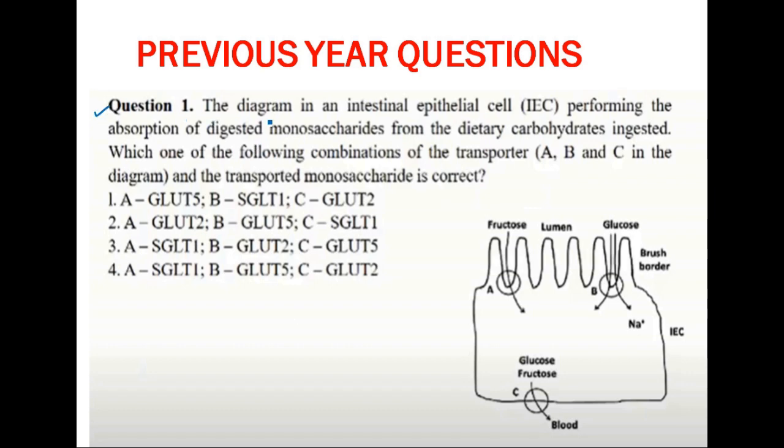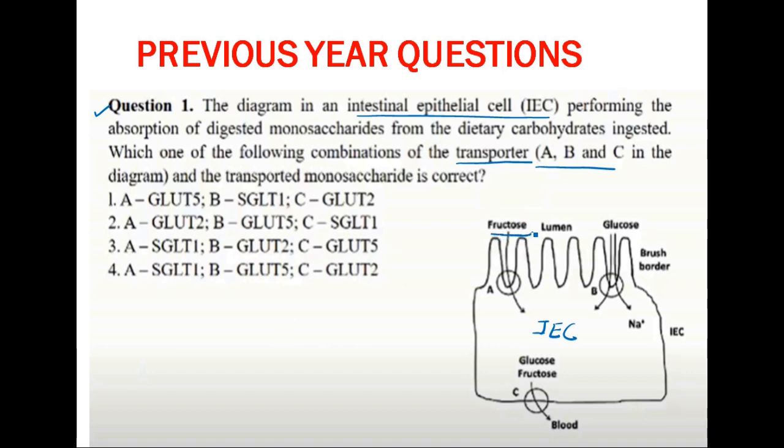So first question, the diagram in an intestinal epithelial cell performing the absorption of dietary monosaccharide from the dietary carbohydrate ingested, which one of the following combination of transporter ABC in the diagram and the transported monosaccharide is correct. So they have given a diagram of intestinal epithelial cell and they asked about ABC, which are transporters of monosaccharide. So they asked about the name.